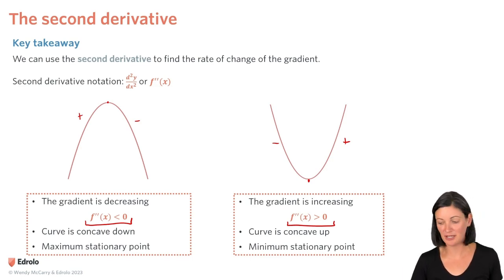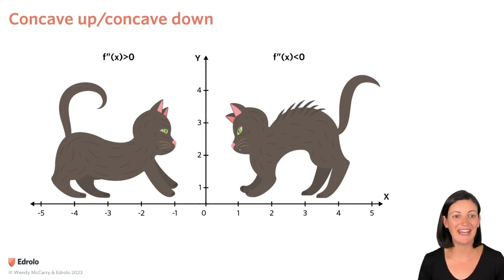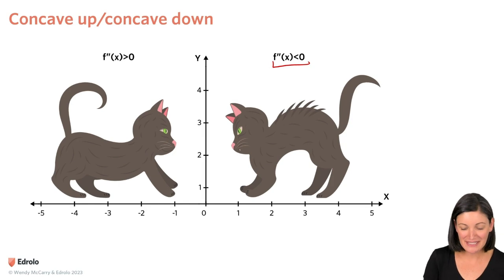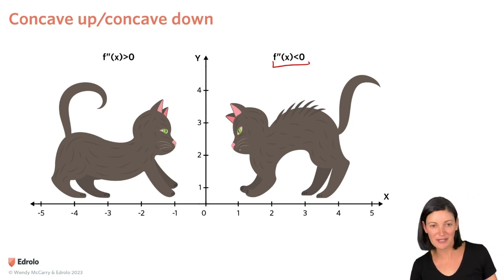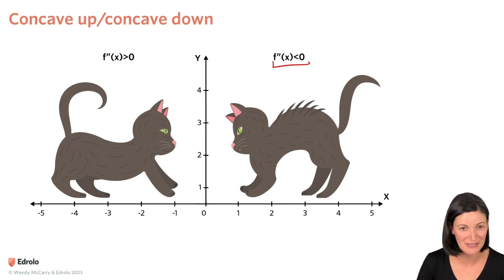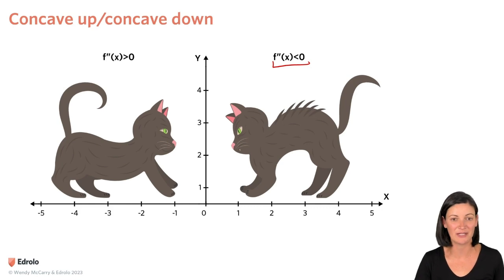Okay, and this is where our cute little cats come in. Here we have some concave up and concave down cats. So second derivative greater than 0, we have a minimum point. That's our concave up. And then when the second derivative is less than 0, we have our concave down cat. And that's our maximum stationary point. I don't know if that's going to help you remember, but I just thought these cats were kind of a funny way to express derivatives.